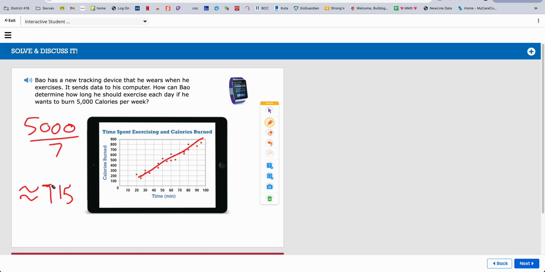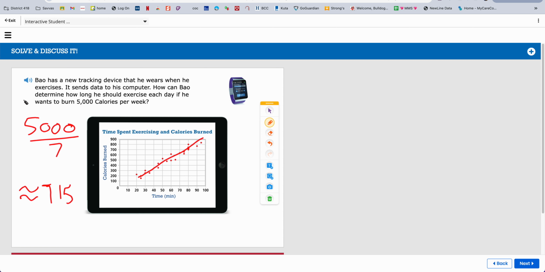So where would that be on my graph? A little bit over 700. My line's about right there. So about how many minutes a day would he need to work out? About 80 minutes a day. That's a lot, every day. That's not even an hour and a half. Okay, we're not judging, we're just looking.